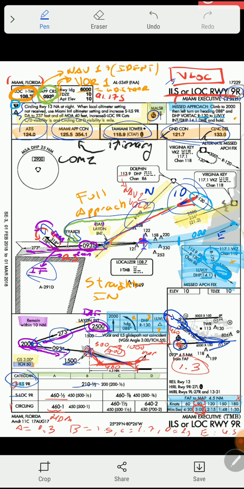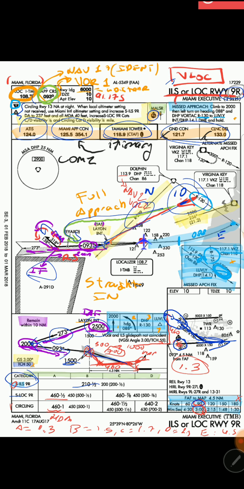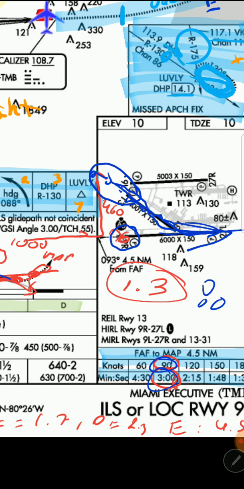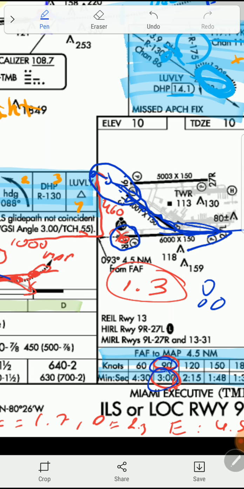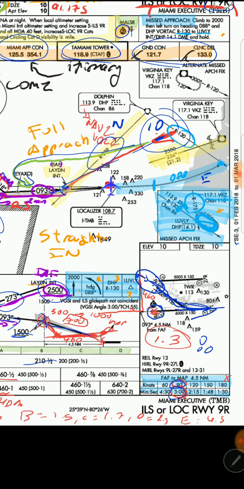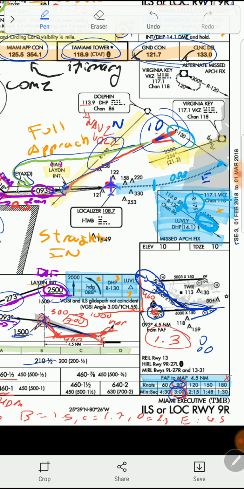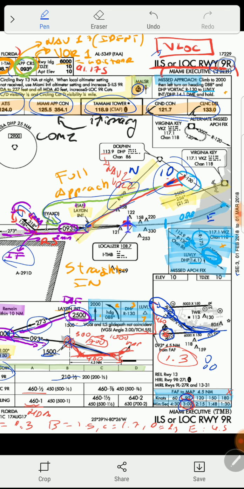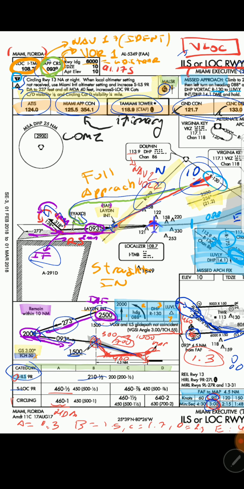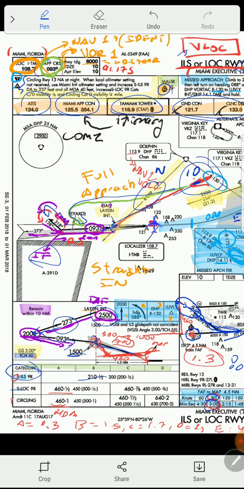My missed approach point is going to be placed at 90. If we approach at 90 knots, 3 minutes. If we approach at 80 knots, obviously it's going to be longer, somewhere around 3 minutes and 30 seconds, and slower speeds will take more time, because we're slower. Okay, that's going to be my plan of action.